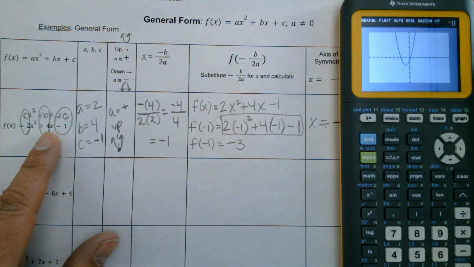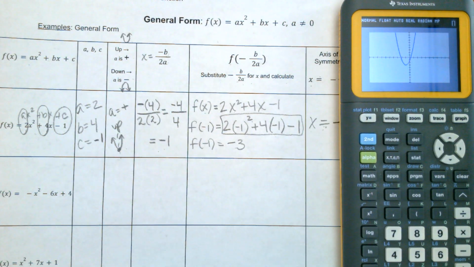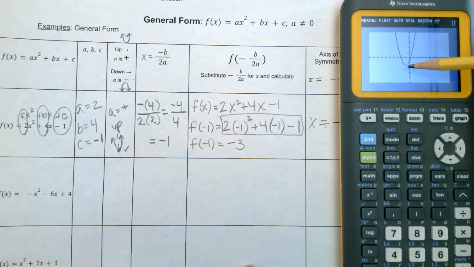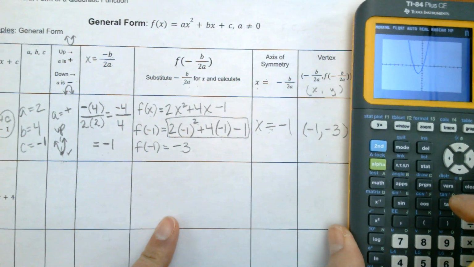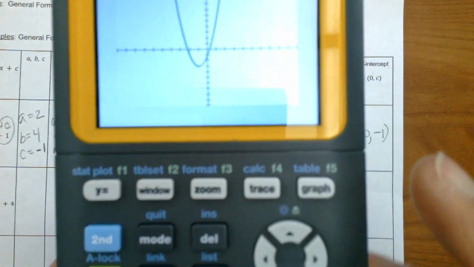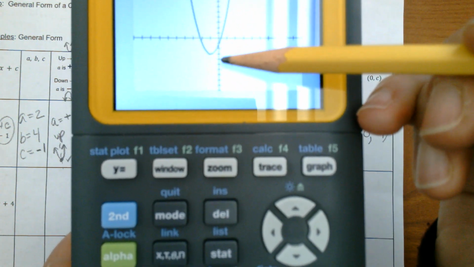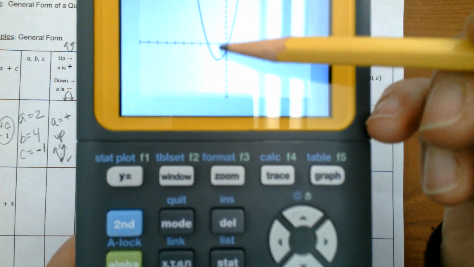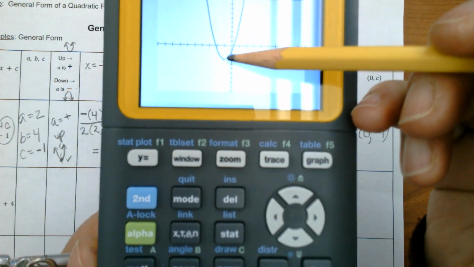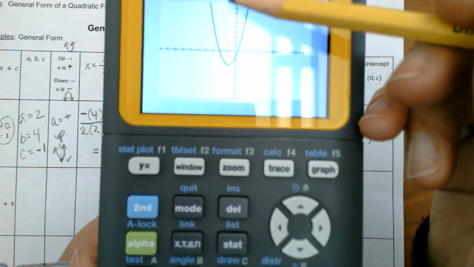Yay! Okay, so does it open up? There's my light. Yes, it opens up. Perfect, got that right. Vertex, if you look, our vertex should be at (-1, -3). If you look here, we are counting by ones. So we have -1 is the x, and 1, 2, -3, so -3 is the y. Yep, down here, right there. And x equals -1, that's also that imaginary line that cuts through the graph.